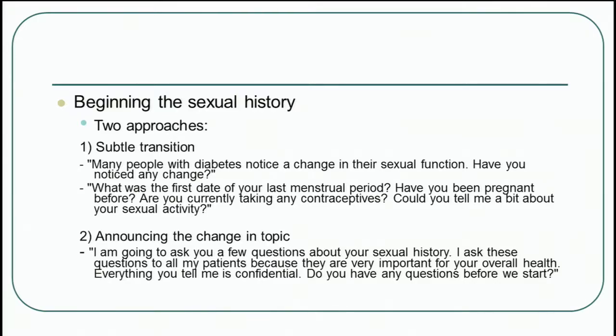The other approach is announcing that you will change the topic and announcing what the topic is. And this is something that would be perhaps more fitting for a physician who is more comfortable with a structured interview, or is in a setting in which a more structured interview is demanded, perhaps due to time restraints. And so such an announcement would go something like this.